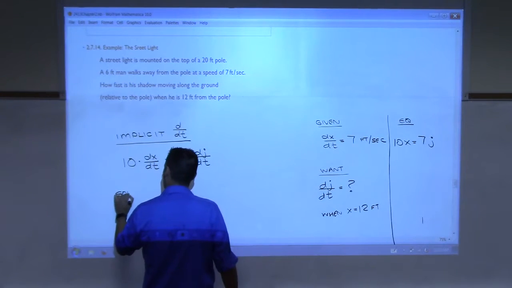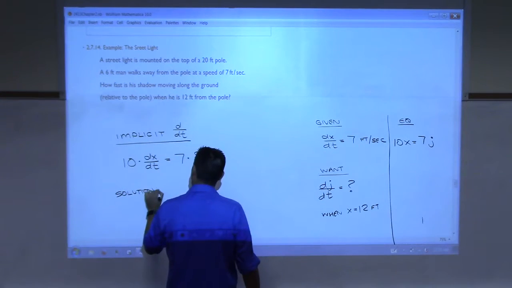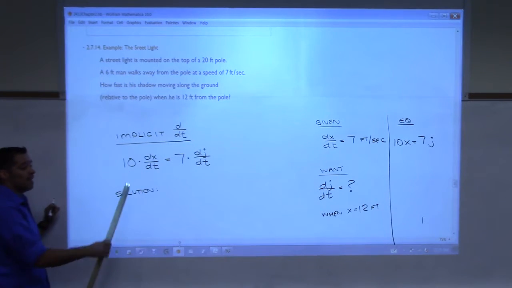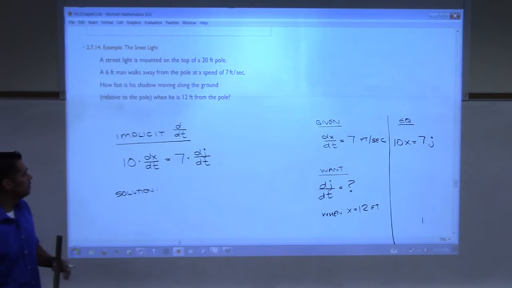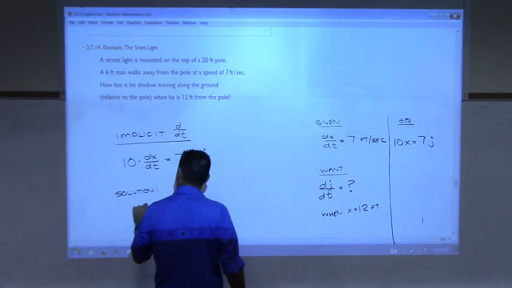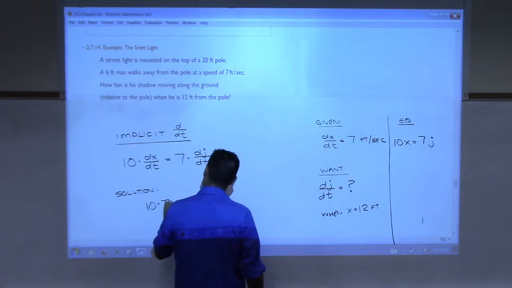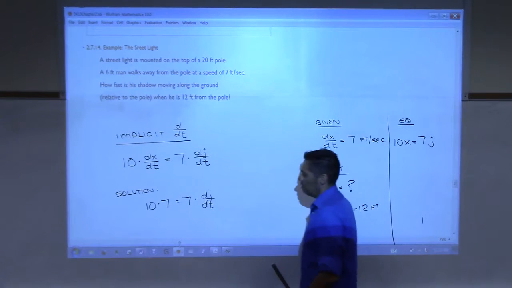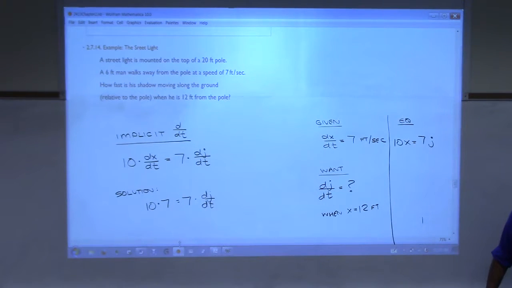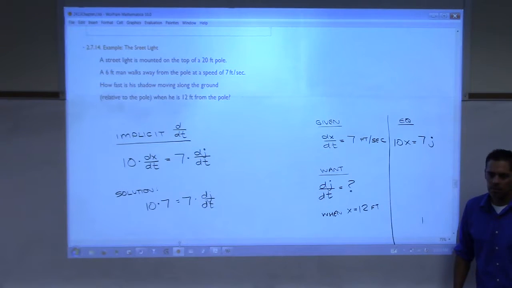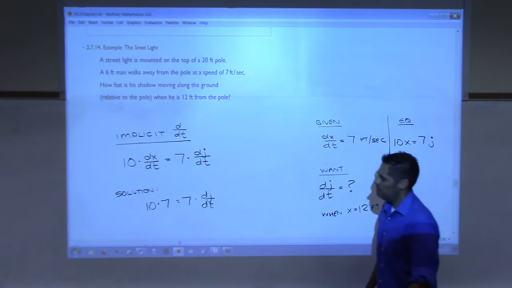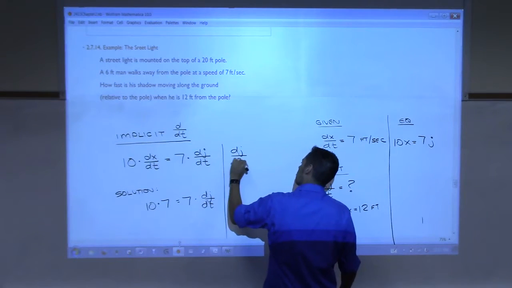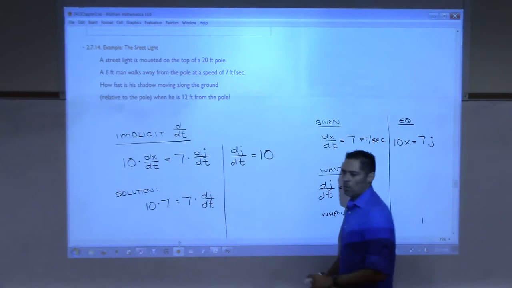Could we just plug in the 7 for dx/dt? You see how you have the dx/dt? Since we know that's 7, are we just going to multiply? Yeah, that's all we're going to do. We're just going to replace that with 7 now. So we have 10 times 7 equals 7 times dj/dt. And divide both sides by 7, right? Get rid of the 7's, and you have dj/dt is 10.